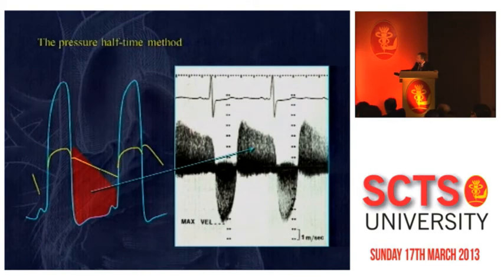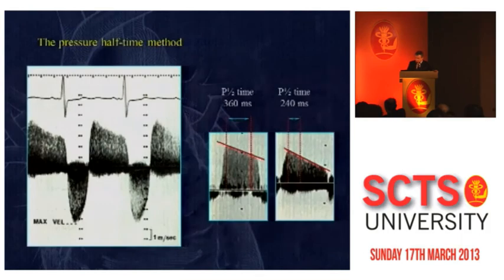So if the depressurization of the aorta is slow, that means that we have mild aortic regurgitation. But if the slope is very steep, that means that we have a very severe aortic regurgitation. This is an example of two different cases in which we can measure the time for the decrease to half the pressure, which is pressure half time. And you can see in these two cases that we can measure two different things simply by tracing the line of the deceleration of the flow.